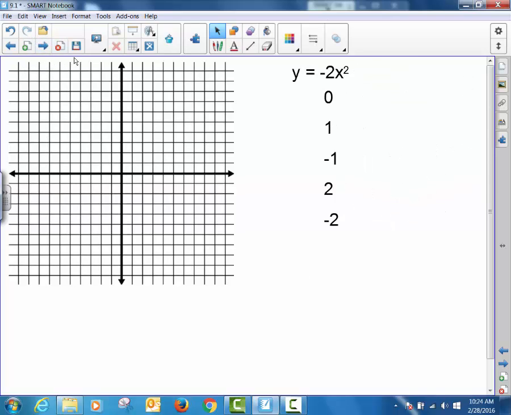All right, so now we've got y equals negative 2x squared. We'll let x equals 0. So if x is 0, then y is going to be negative 2 times 0 squared, which is 0. So we got 0, 0. So we come over here and put 0, 0. Then 1. 1 squared is 1 times negative 2 is negative 2. So we got 1, negative 2.